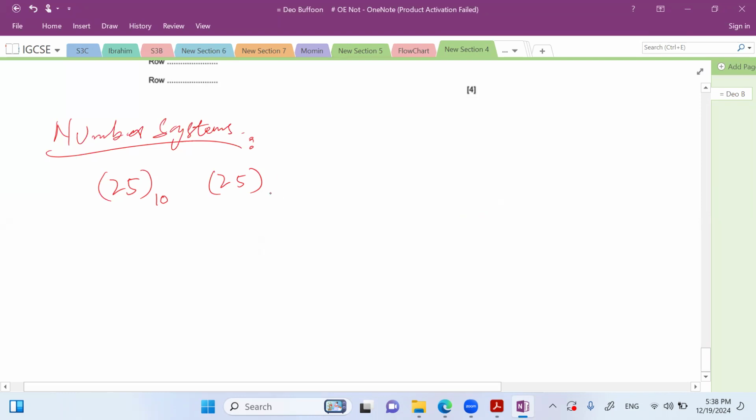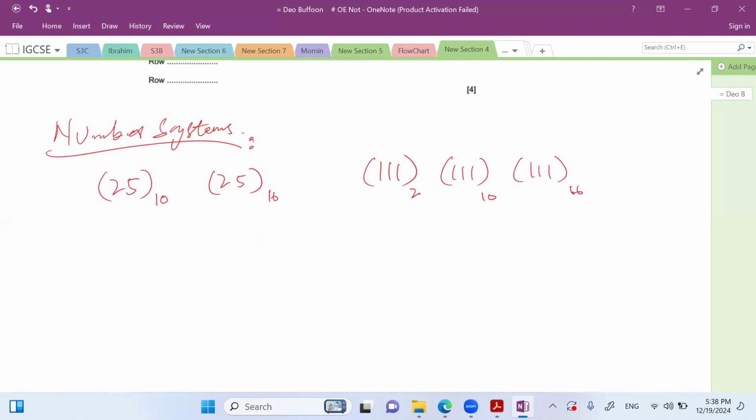Are you getting the point? Yes. And one very common number, 111. This can be binary, denary, or hexadecimal as well, right? So we need to wait for what the base is, what the other word is, the radix, and then we can find out what the treatment would be.